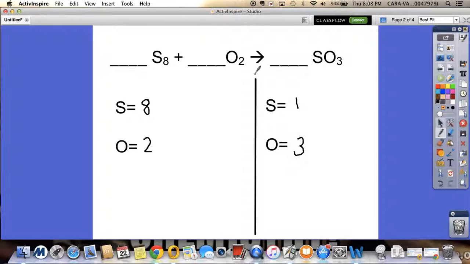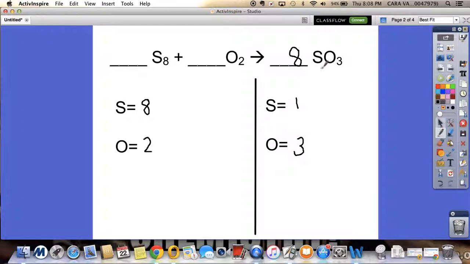I've added some lines here before the compounds just to show you where we can add a coefficient. Not necessarily that we are going to add a coefficient there, but we can. So let's start with the sulfur. We've got 8 sulfurs on the left, which means we want 8 on the right. The only possible way that you can get 8 sulfurs here is to add a coefficient of 8.